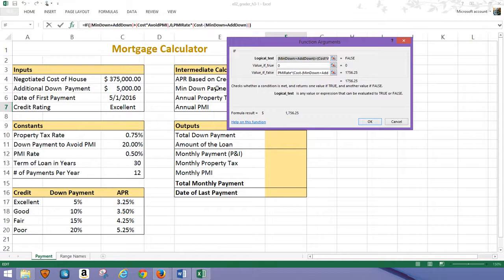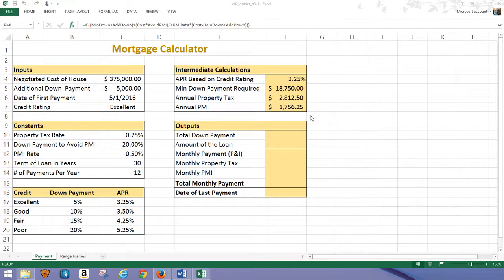So what we do now is we need to know math to do this. We take this and add it first, and then we subtract it from here. Then we multiply it by this. We add this to this. We look and say, when we've added these two together, is it greater than this times this? If it is, do 0. Otherwise, do this. And when I click OK, it's not 0, it's 1756.25. That's the PMI.